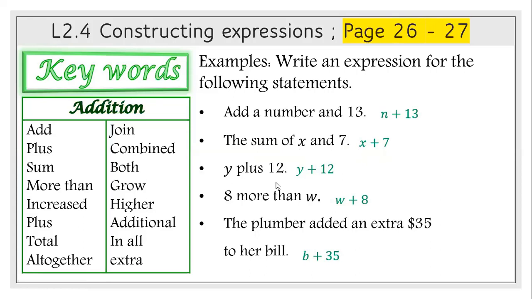Now the last one. Okay. 8 more than also indicates plus. The plumber added an extra. Added and extra, it also means what? Plus. Is it clear now? Yes. So you just need to translate. You don't need to get the final answer. This is our job for today. Okay?